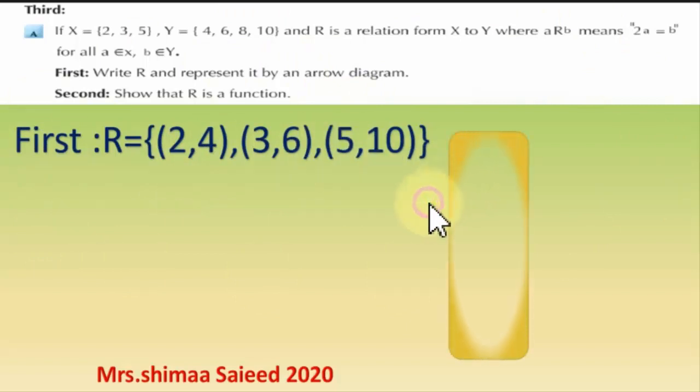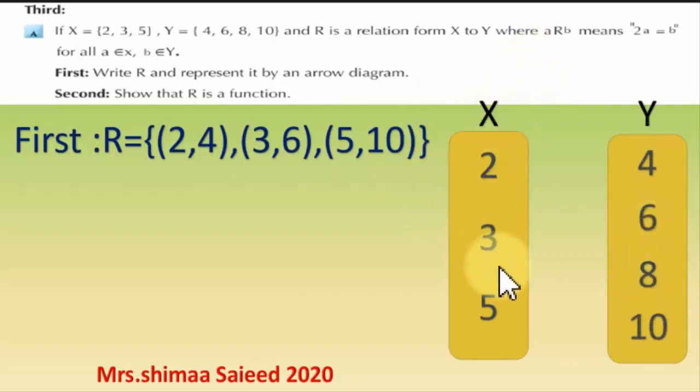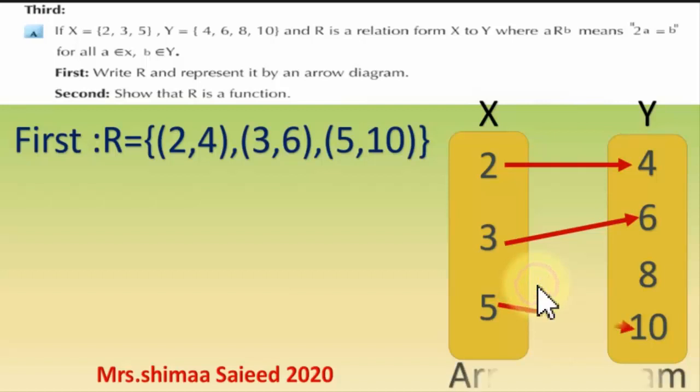Now we can represent R by an arrow diagram. x equals {2, 3, 5}, y equals {4, 6, 8, 10}. First ordered pair (2, 4). So draw a ray from 2 to 4. The second ray (3, 6). The third ray (5, 10).